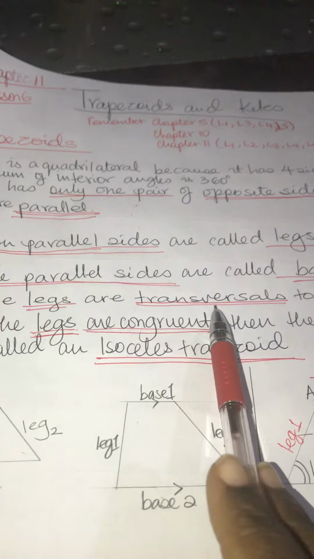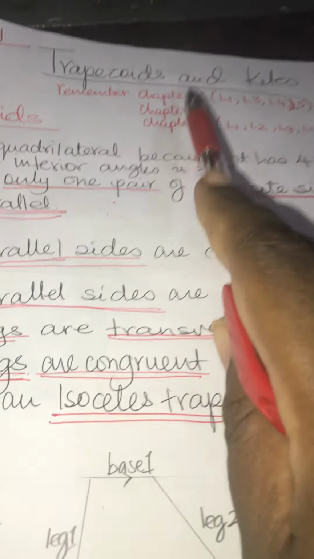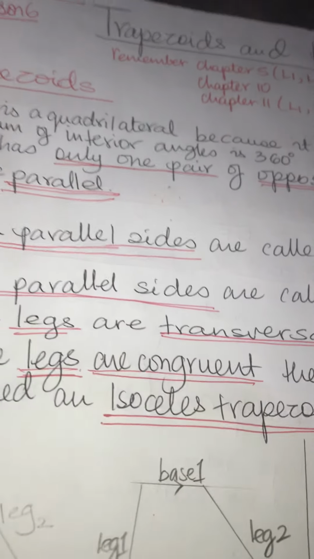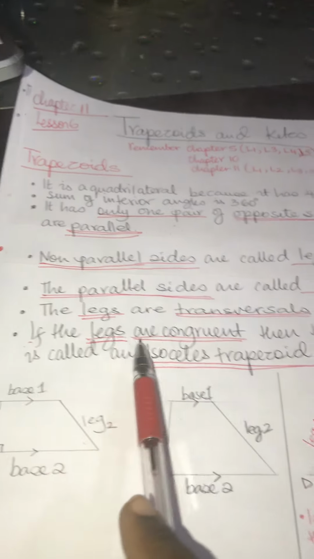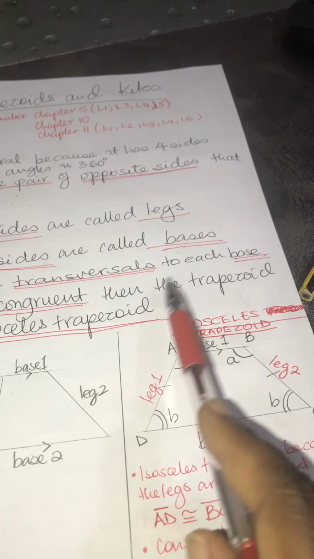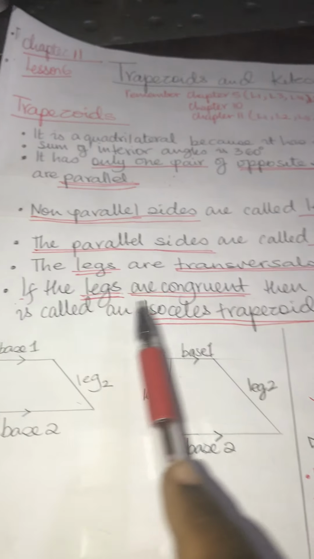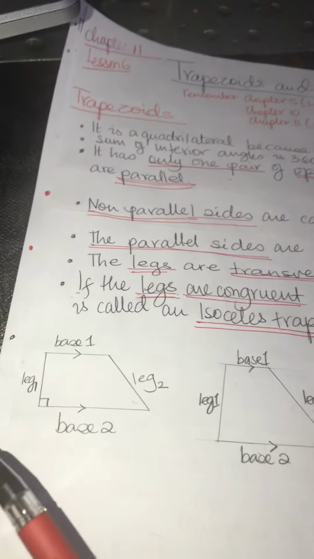Non-parallel sides are called legs. The parallel sides are called bases. The legs are transversals to each base. Okay, so if you forgot what a transversal is, you go here, chapter 5, and look. You should remember this. The legs are transversals to each base. If the legs are congruent, then the trapezoid is called an isosceles trapezoid.